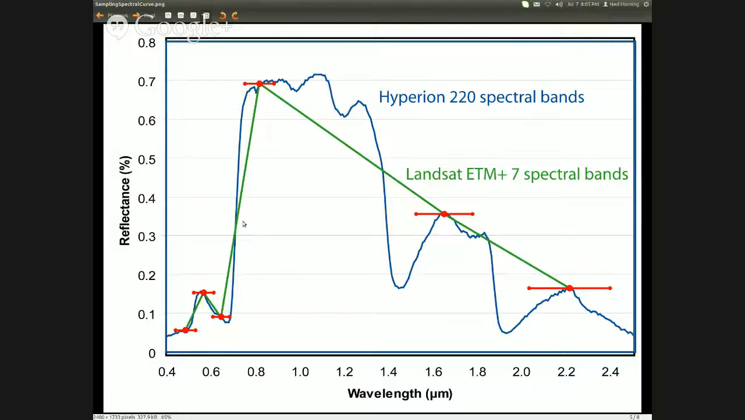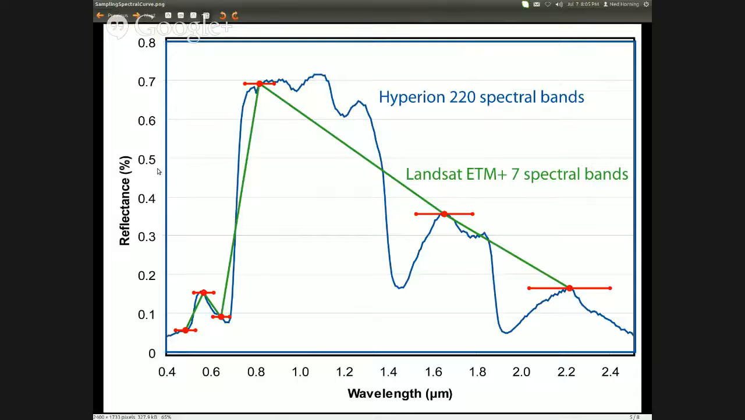And if you look at the blue line, this is what we call a spectral plot. This is actually a plot from a satellite image that has 220 bands. So it's actually 220 samples along the spectrum. And what we're measuring is percent reflectance.